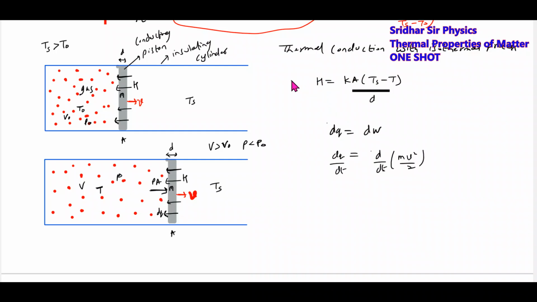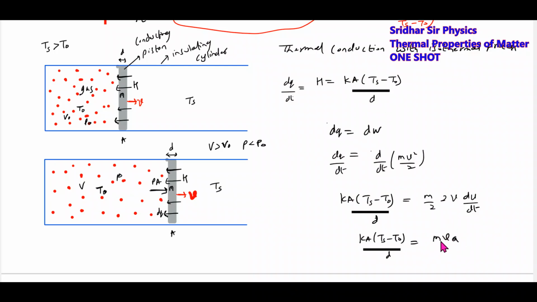dQ by dt is what? The H. So KA (Ts minus T) by l. The temperature will remain constant. Isothermal process, no? All these are constant. Derivative of this, mv dv by dt. So this will become KA (Ts minus T0) by l equal to m v into a. What is a? a will become acceleration. It will start accelerating. And v is the velocity at that particular position. If I give the speed, you'll get acceleration, or if you get acceleration, you get the speed.